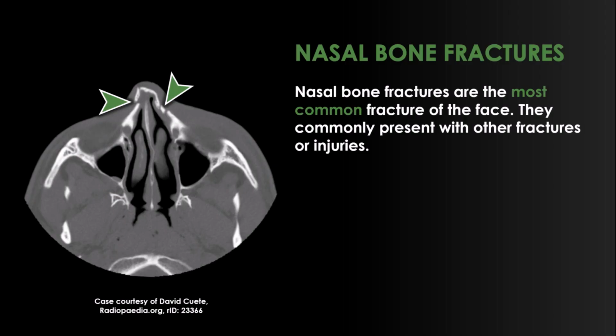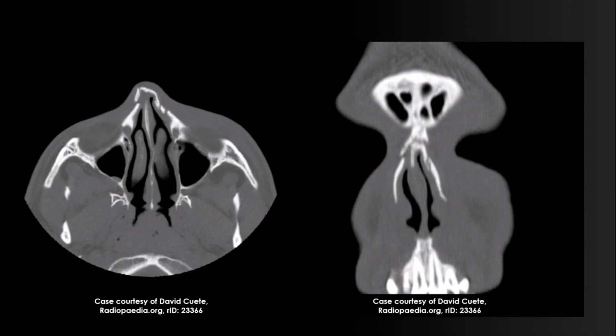A coronal reformation on the same patient demonstrates the same injuries. There are numerous fractures throughout both plates of the nasal bone. The cartilaginous portion of the nasal septum does appear deviated, but it is not fractured.